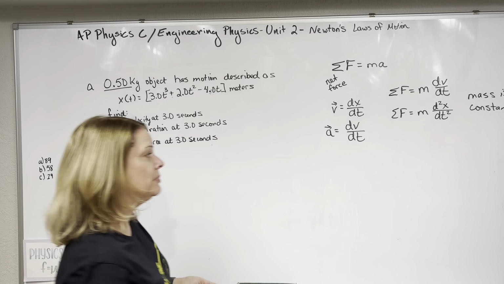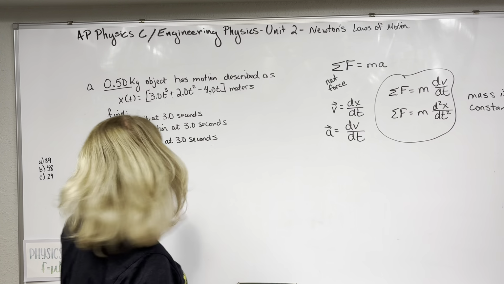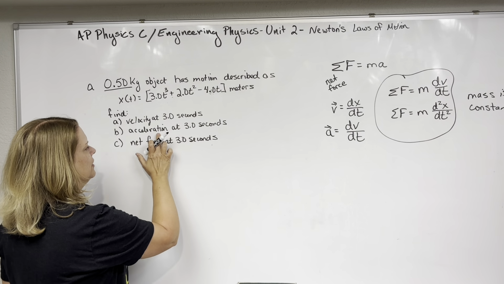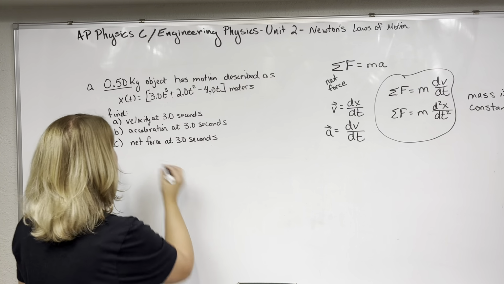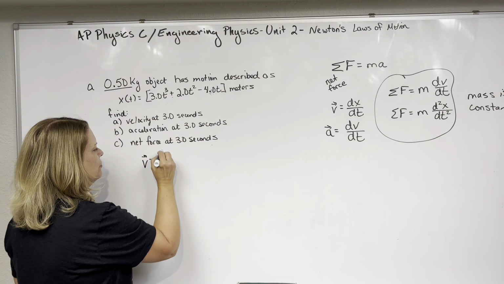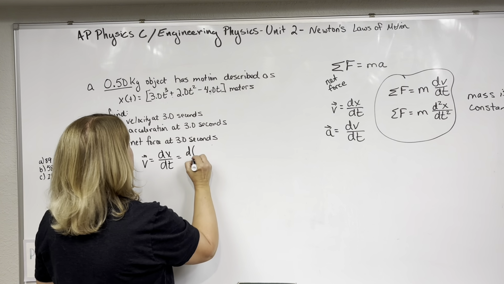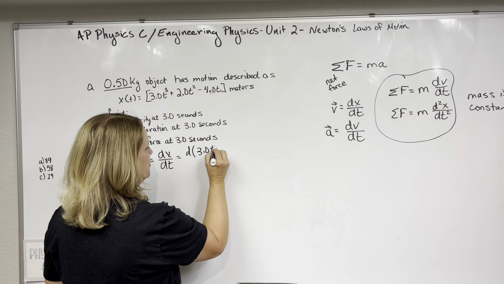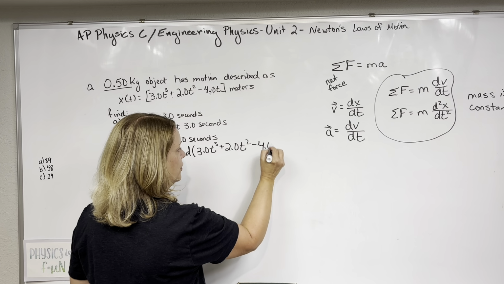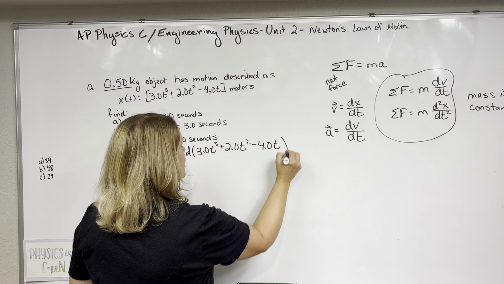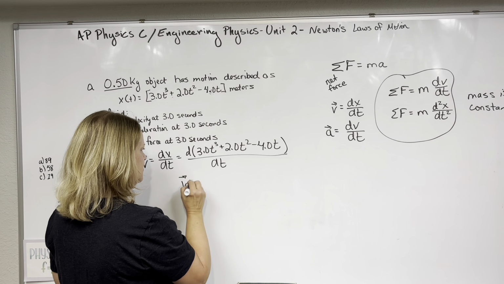So we're just going to jump in and we're going to be using these as we go to that part C, because they're going to ask for velocity, then acceleration, then net force, all at 3.0 seconds. So let's go. Velocity, we know, is the derivative of position with respect to time. So that's going to be the derivative of 3.0 t cubed plus 2.0 t squared minus 4.0 t, and then that's with respect to time. So here we go. We're just going to take the derivative of that.